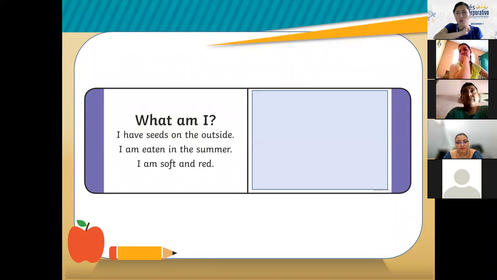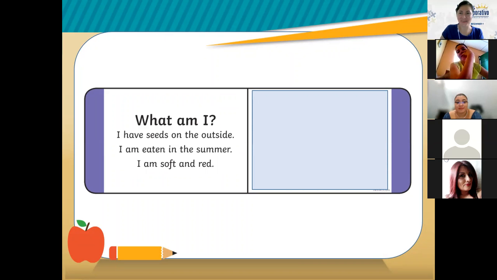Then the next one. What am I? I have seeds on the outside. I am eaten in the summer. I am soft and red. What am I? Strawberry. Excellent, right? Remember seeds, right?